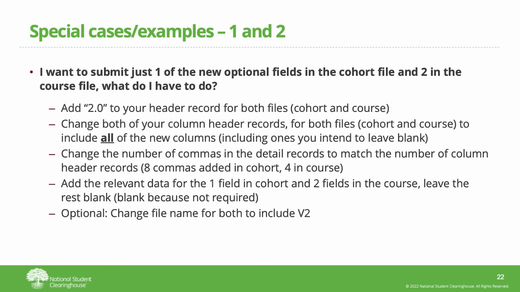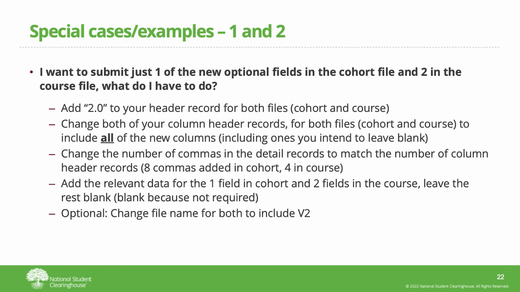Okay, so let's go through this checklist and go through them in order. And again, I will unpack each of them. Because you're wanting to do these optional fields in both files, you need to make sure that you add that version 2 indicator to your header record. I realize it should actually have the 2.0. Apologize for that. Change both of your column header records for both files to include all of the new columns, including for records you intend to leave blank. Change the number of commas in the detail records to match the number of column header records. So 8 commas added in the cohort, 4 in course.